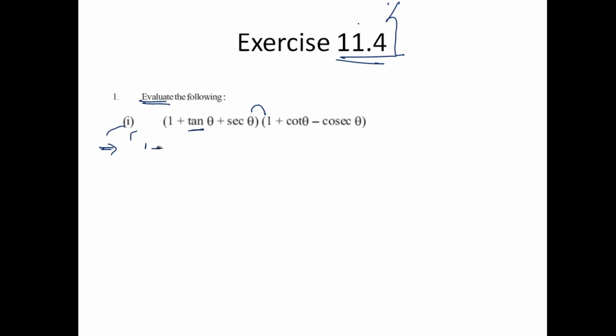That is 1 plus, right? And tan theta can be written as sin theta by cos theta. And cot theta can be written as cos theta by sin theta. I hope this is clear to everyone, right? So if you're looking at the next one, yes, secant theta. Secant theta can be written as 1 by cos theta. So this is clear.